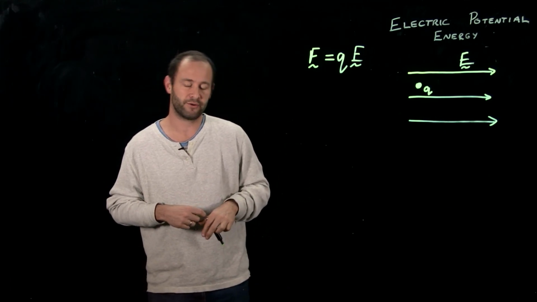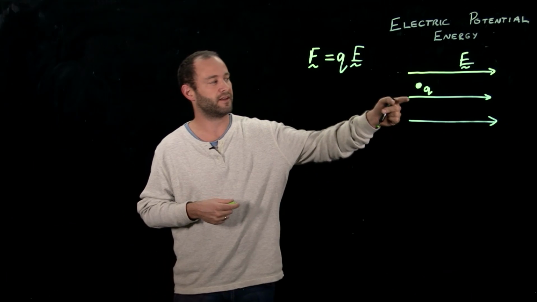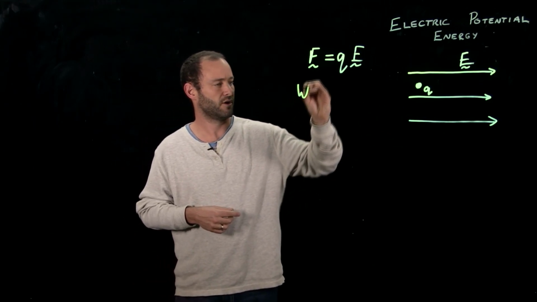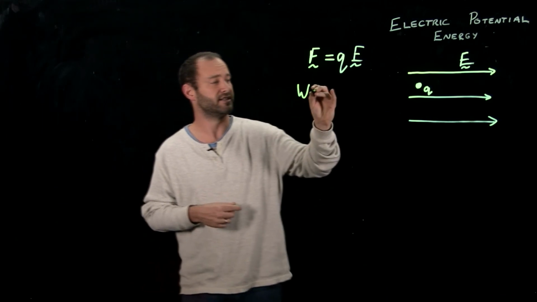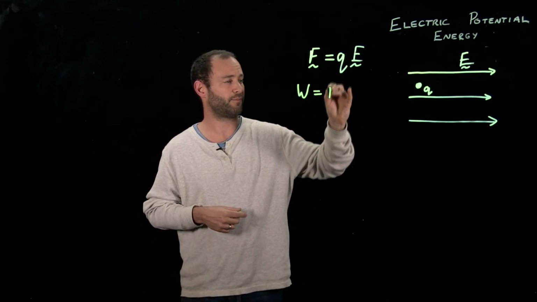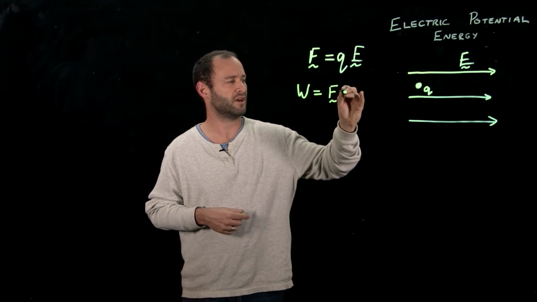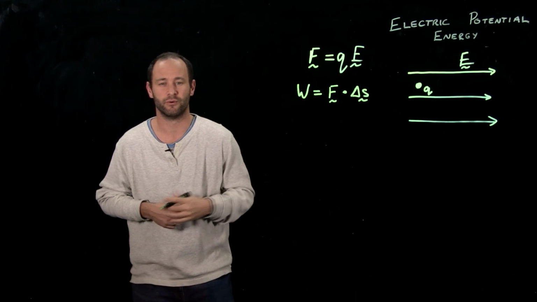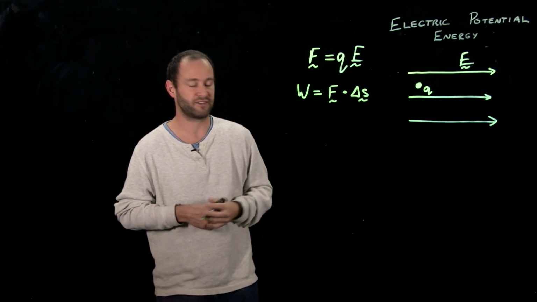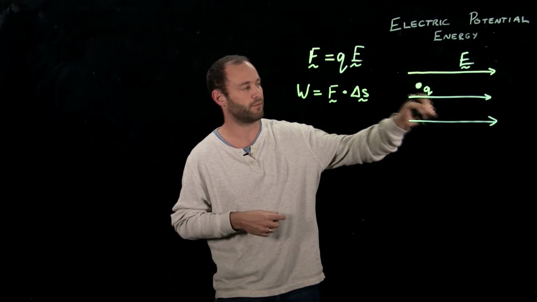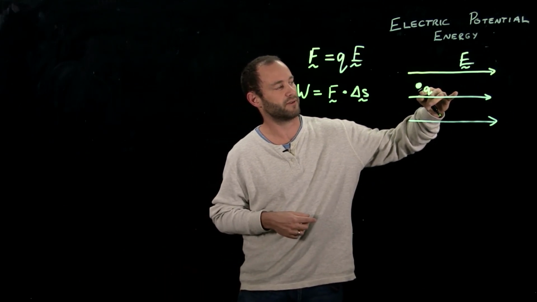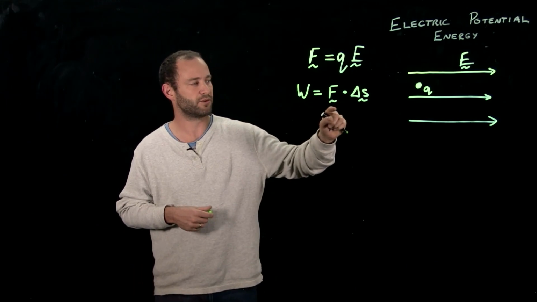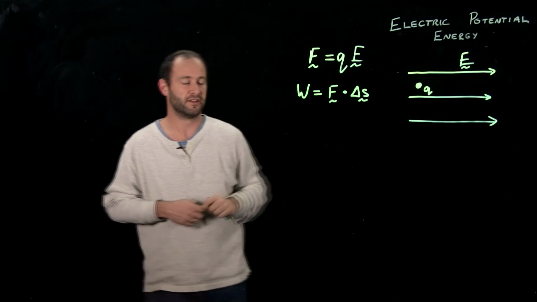But of course, what we can do is ask, what's the work that the electric field does on this particle? So hopefully you recall that the work is just the dot product of the force with the change in position of that particle. Let's label it delta S, the change in position of the particle. Say it moves from here to here, then that delta S is going to be that distance there. So the work is equal to the dot product of force with delta S.